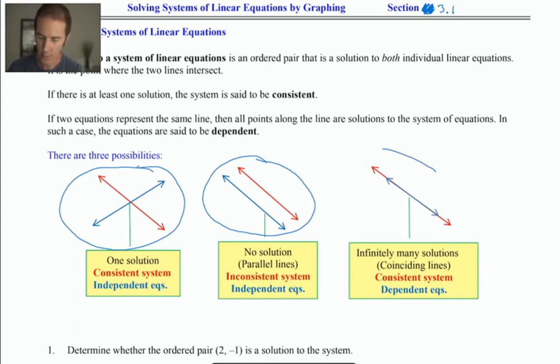In our third scenario, our two equations end up describing the exact same line. Since there is more than one solution, more than one point of intersection, we'll say that this system is consistent because there's at least one solution, or at least one point in common on the two lines. But because the two lines are really the same line, we're going to say that these equations are dependent.